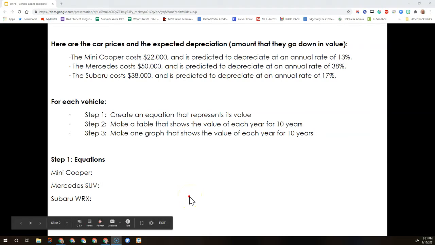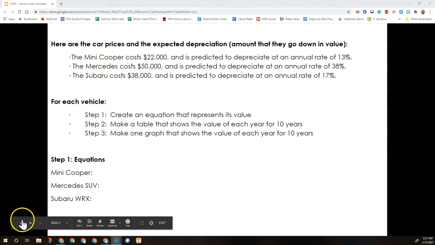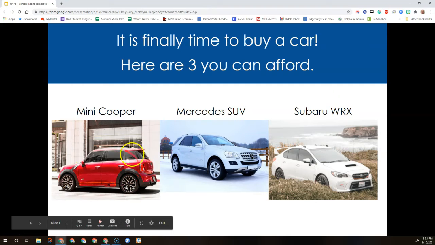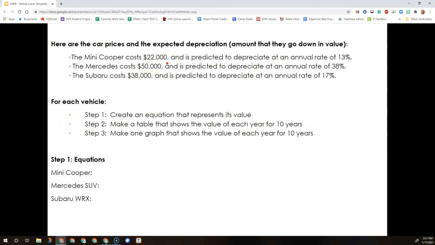All right, so this slide shows one of the problems from our unit. And this one's talking about three cars. And we'll just look at the first one as an example. So we've got a Mini Cooper, kind of a cool car. In fact, if I want to go back a slide, I can see a picture of it. There it is right there. So we're looking at this Mini Cooper. And it costs $22,000. So that is going to be the initial value.